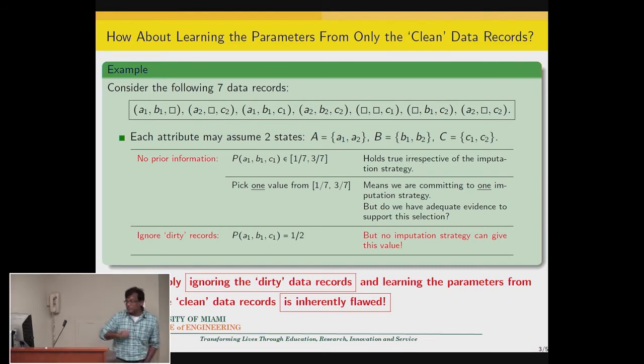On the other hand, if you ignore the dirty records, in this particular case there are only 2 clean records, I think these 2, you can see the probability of A1, B1, C1 is half. And half is outside that interval, right? So this is 1/7 and 3/7, half is outside. Which basically means no imputation strategy can give this value. So this very simple example illustrates that ignoring dirty data records is inherently flawed, and you cannot use that. Simply ignoring the dirty data records and learning the parameters from clean records is not right. You get wrong results.